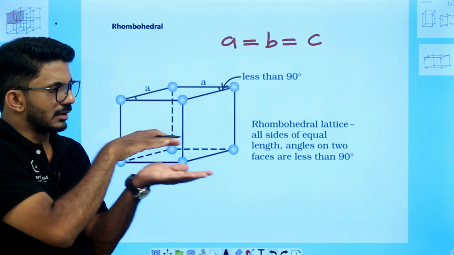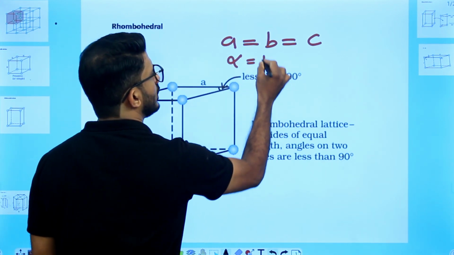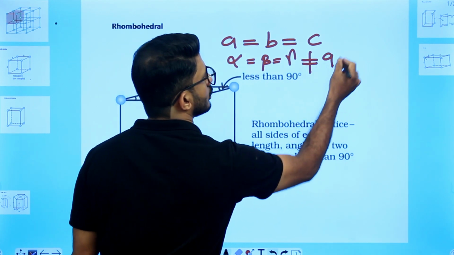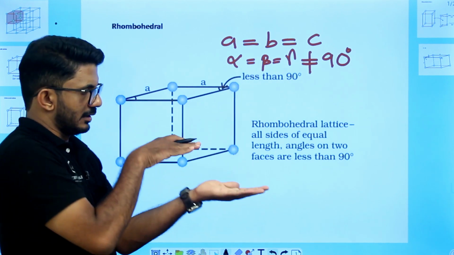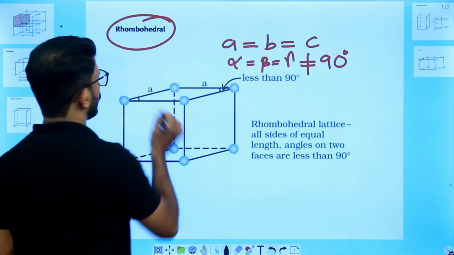When pressed, the angle will change. That is, alpha will be equal to beta, that will be equal to gamma, but that is not equal to 90 degree. There will be a small slope, that is less than 90, like a tilted cube. That is called rhombohedral.